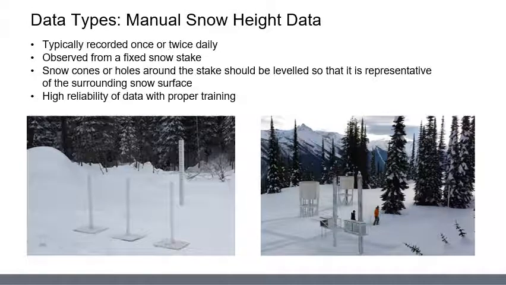The first type of data is manual snow height data. This is typically recorded once or twice daily by an observer. It is observed by reading an interval off of a fixed snow stake, as shown in these pictures. You can see here an example of a snow stake, and here. Both of these have 1 centimeter intervals, and often every 10 centimeters is denoted by a bolder line, so it's easy to distinguish.